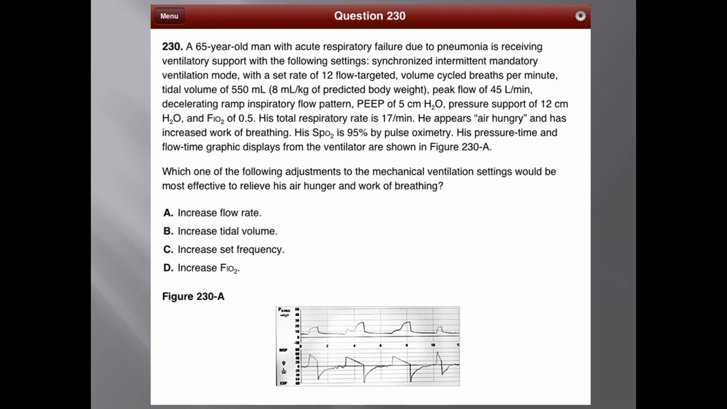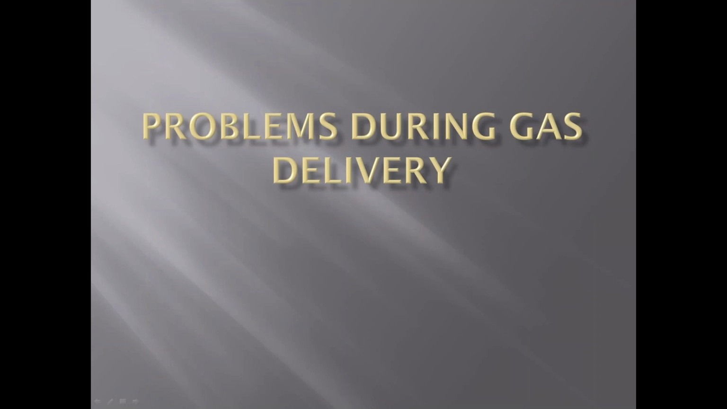I won't read the whole thing. Just look at the waveform, and which one of the following adjustments to mechanical ventilation settings is most effective to relieve air hunger and work of breathing? What do you think of the waveforms? Are they different or the same? They're different. We talked about this phenomenon of a scooped waveform, right? Some of them are scooped out. What is this indicative of? Air hunger, or what we call flow starvation. So the answer would be A, increased flow rate.